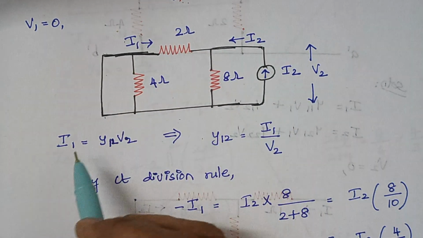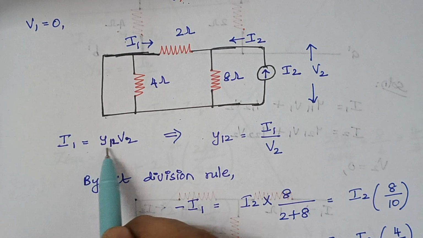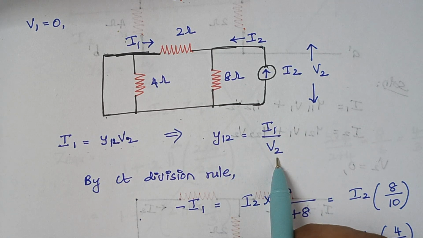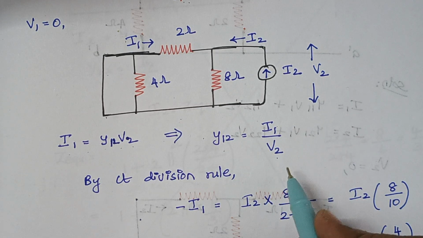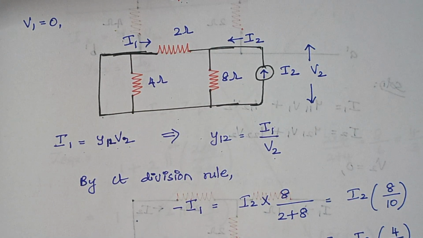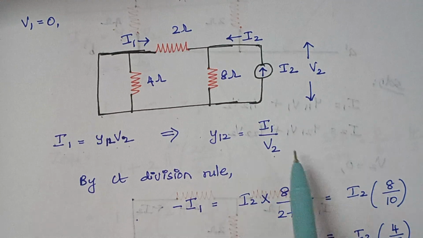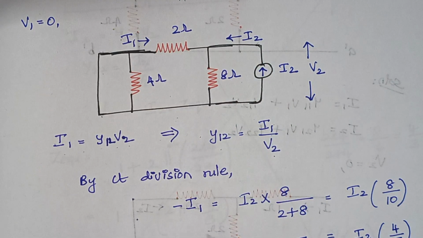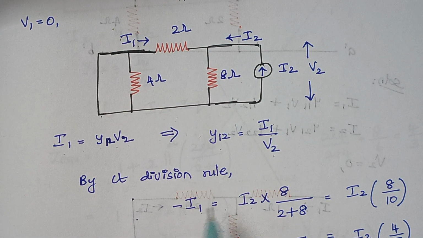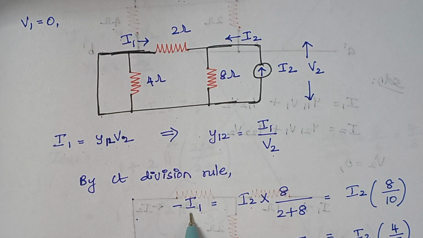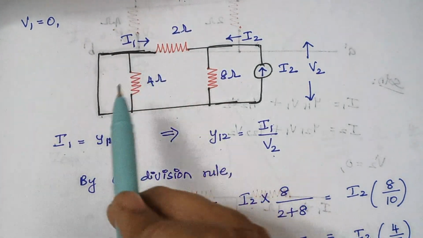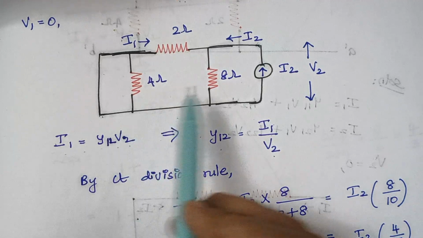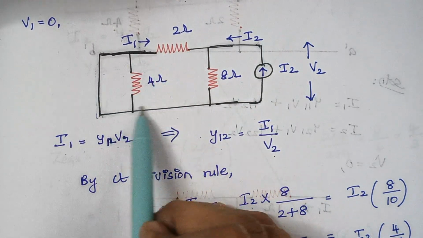So here the value of I1 is equal to Y12 V2, and Y12 is given by I1 by V2. As usual, we are going to calculate both the values I1 as well as V2. So how to calculate I1? Again, the direction of I1 is opposite to I2. Therefore minus I1 is equal to I2. Since this side is short circuited, the 4 ohm is rejected. The current will only flow through this path, not through this 4 ohm.